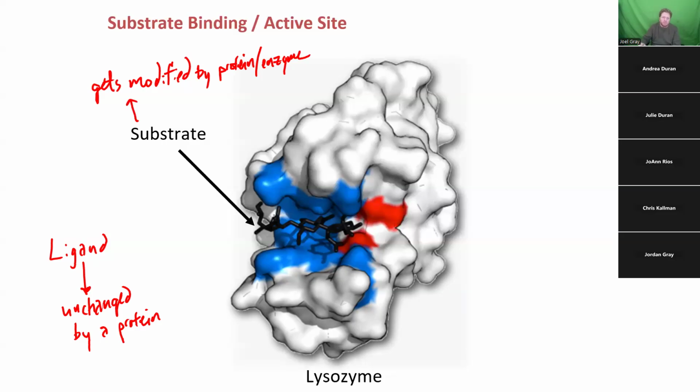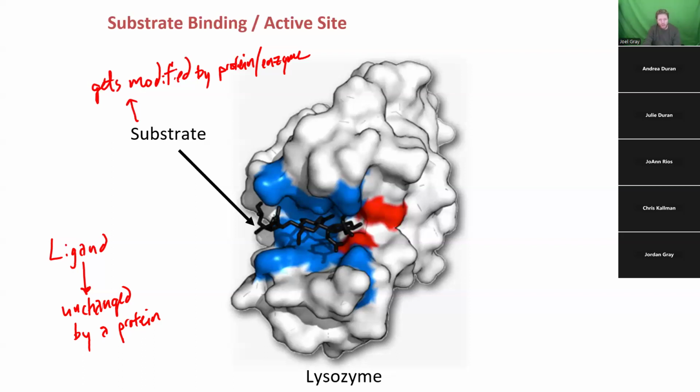A ligand is unchanged. So as an example, I mentioned hemoglobin. When I inhale, the hemoglobin proteins within my body bind to O2, they traffic it around my body, and then they release O2. That O2 is unchanged. So a ligand doesn't get altered, a substrate does. Now, in this depiction, that black molecule in the middle is our substrate. So something's going to happen to that substrate that this enzyme is going to do.